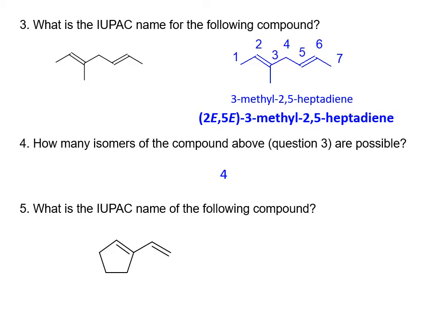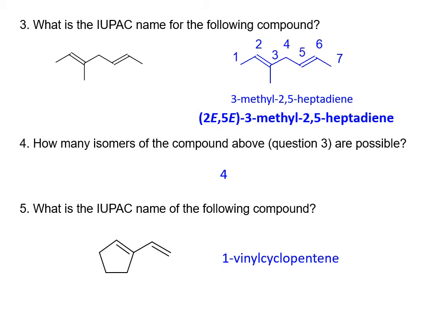The double bond has numbers 1, 2, and number 1 is assigned to the carbon that carries a substituent. The substituent is a vinyl group. Hopefully you recognize that double bond as a vinyl substituent. So the actual name is 1-vinyl cyclopentene.